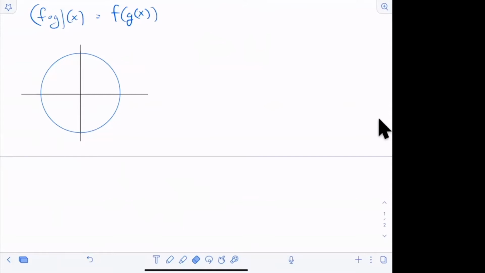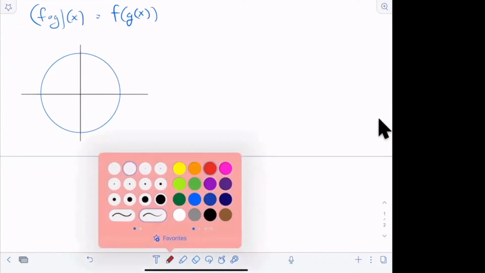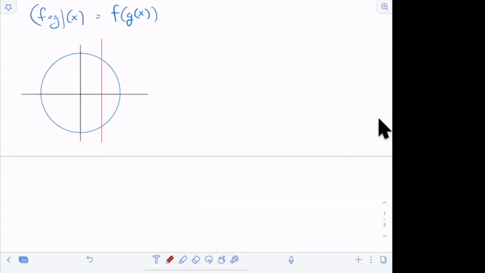So you just basically described the vertical line test to me, right? Like if I take a vertical line here like this, then one x value has 2 y values, right? So it's not a function. It fails the vertical line test. Okay. But here's the interesting thing, my friends.